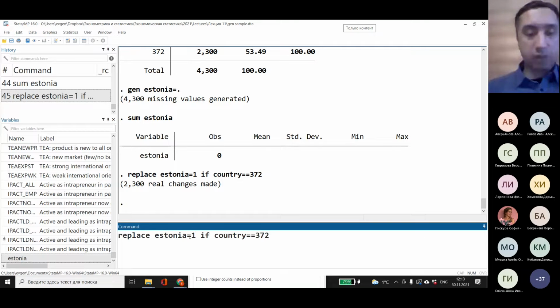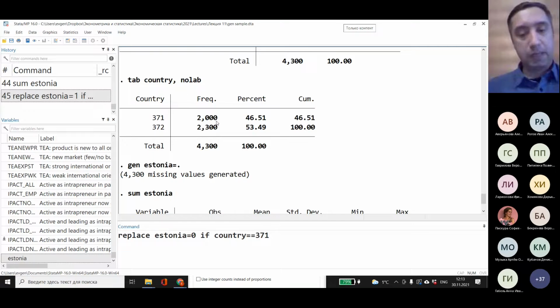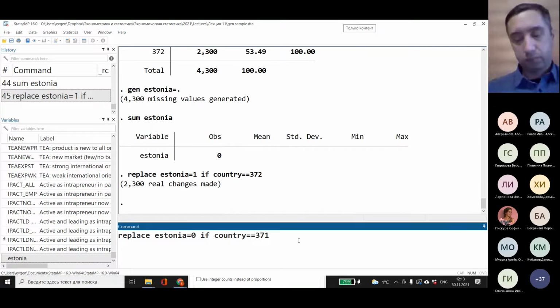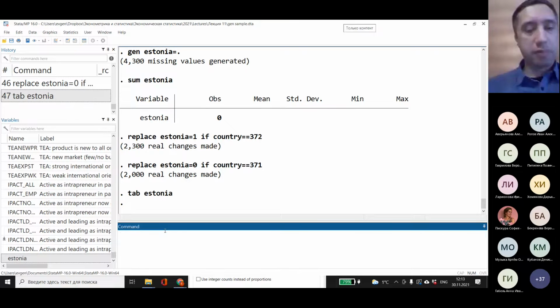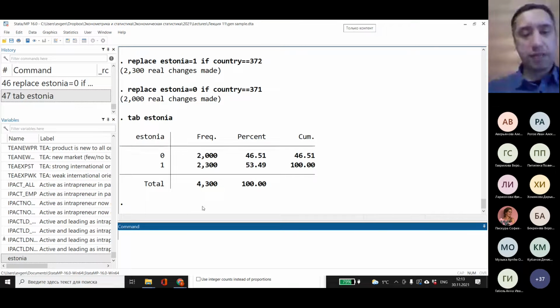Next step, you have to replace Estonia with 0 if our country is Latvia, 371. And look, we made 2,000 changes. Now you have to check yourself. Tab Estonia, describe the new variable Estonia, and please reach the same output. If you are ready, please say something or type plus.